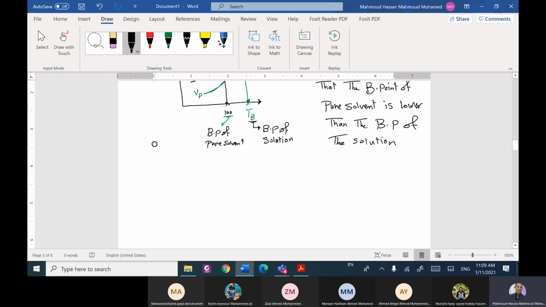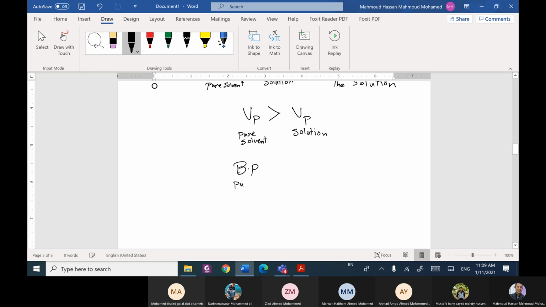So if we compare between the solution and the pure solvent, we'll find the vapor pressure of pure solvent is higher than the vapor pressure of solution. But the boiling point of pure solvent is less than the boiling point of solution. This is for the second property.